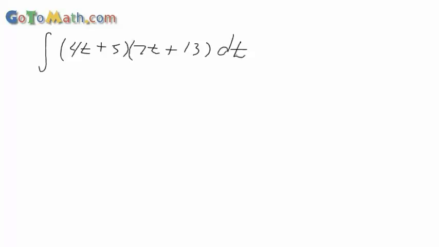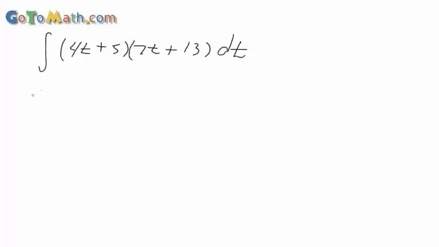We have the integral of (4t plus 5) times (7t plus 13) dt. Okay. So what we're going to want to do is multiply this stuff together, get it all in one nice polynomial. This is like the factored form. And then we can take the integral of it.